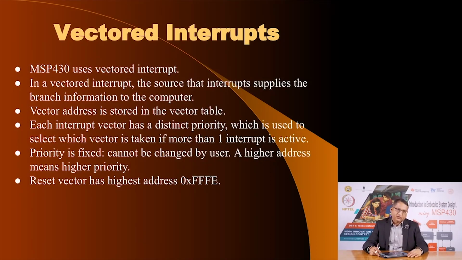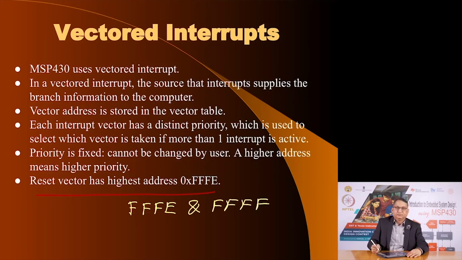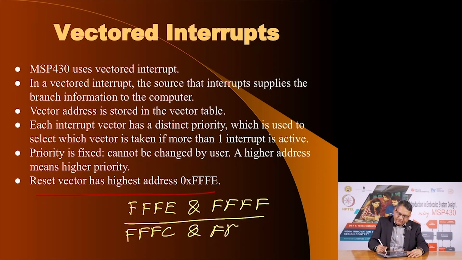The reset vector, and we will see how this is prioritized in MSP430, the higher vector address means a higher priority, and so the reset vector has the highest priority. Why? Because it is located at this address, and just to repeat, the vector occupies two addresses, that is FFFE and FFFF. So, the vector at this address will have the highest priority, the one after that will be FFFC and FFFD, which would be the lower priority interrupt compared to this, and so on.